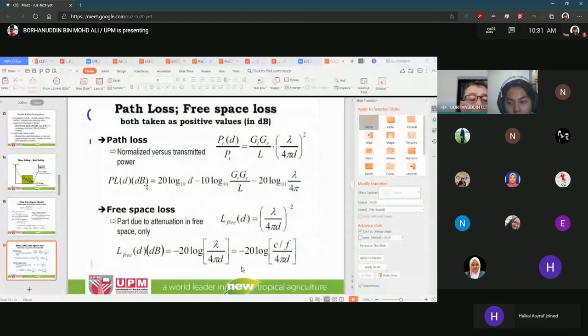Itu yang dia nak cari. Dia bukan nak cari perkara lain. Dia nak cari apakah signal yang dia boleh dapat pada certain distance. But it is a power path loss lah, not a receive power.